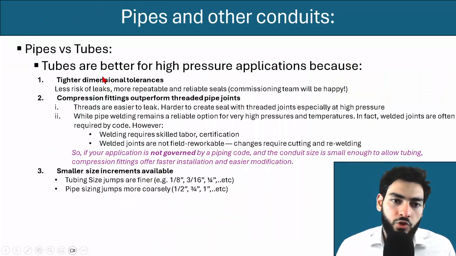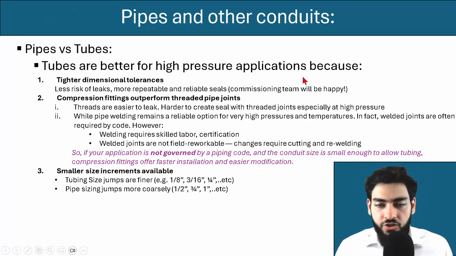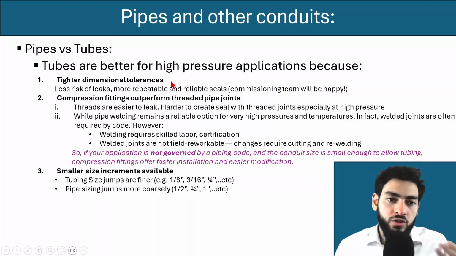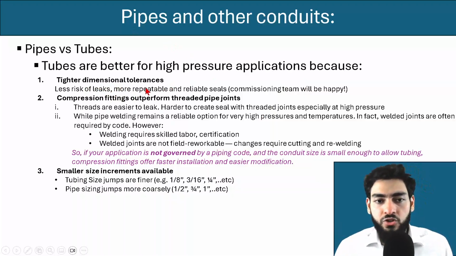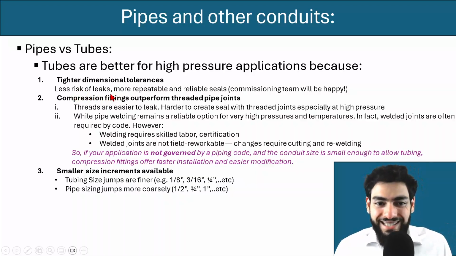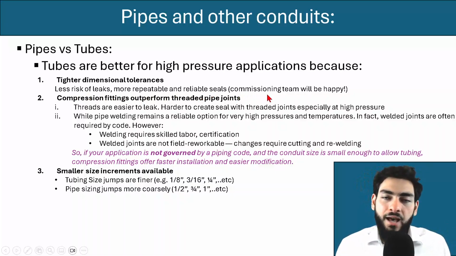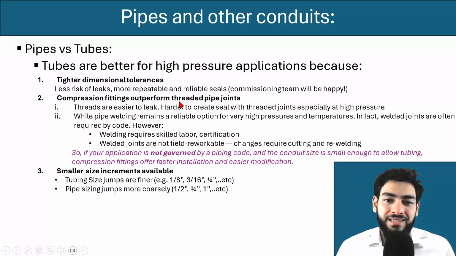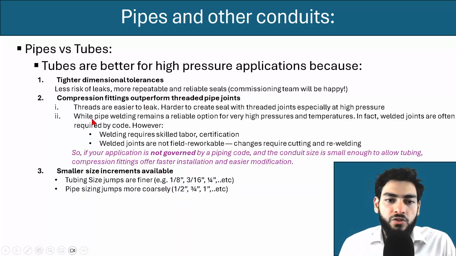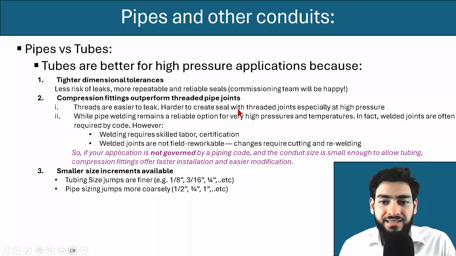Now, I said that tubes are better for high pressure applications than pipes, and I just want to qualify that statement. Usually, because tubes have tighter dimensional tolerances, you have less risk of leaks and more repeatable and reliable seals. So your commissioning team will be happy. Also, compression fittings outperform threaded pipe joints, and I've kind of hinted at that. Threads are easier to leak. It's harder to create a seal with threaded joints, especially at high pressure.